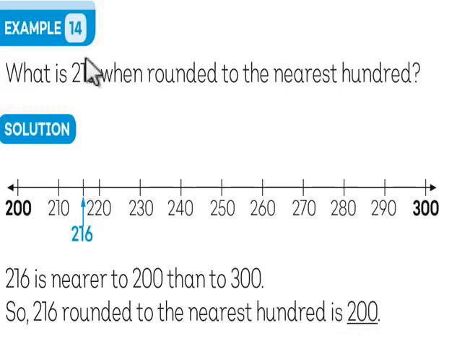Okay, so when we round 216 to the nearest 100, the answer is 200. The method here: when you look at the tens digit, it is 1, the hundreds digit is 2. When the digit is below 5, 1, 2, 3, and 4, it becomes 0, and the 2 stays 2. So from the number line procedure, 216 is near to 200. So the nearest 100 is 200. So the answer is 200.